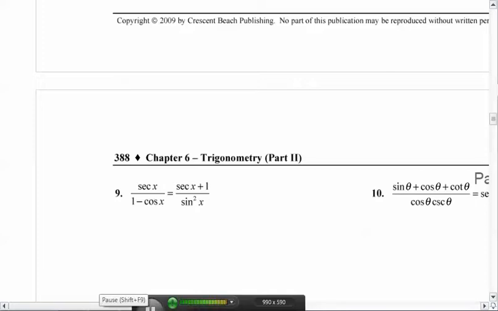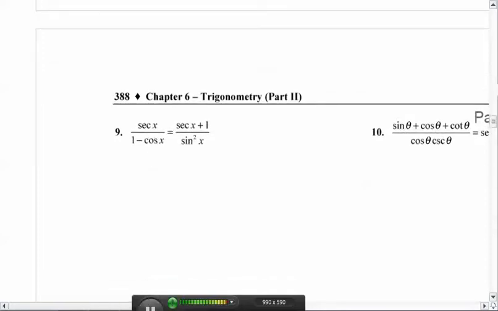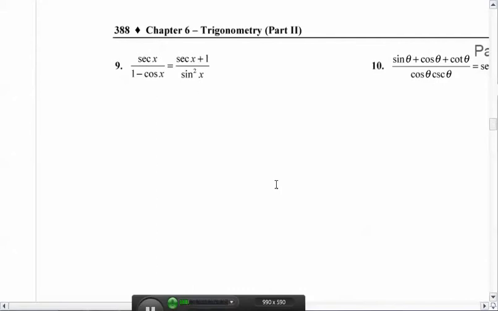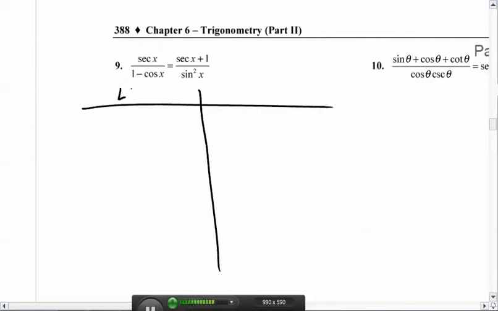Here's some help with the trig identity proofs. Let's prove a couple of questions for you from your textbook, starting with number 9. You want to show that the left-hand side equals the right-hand side.